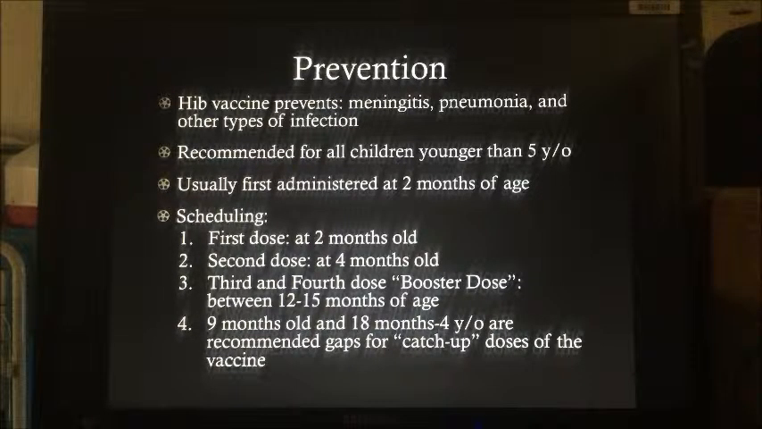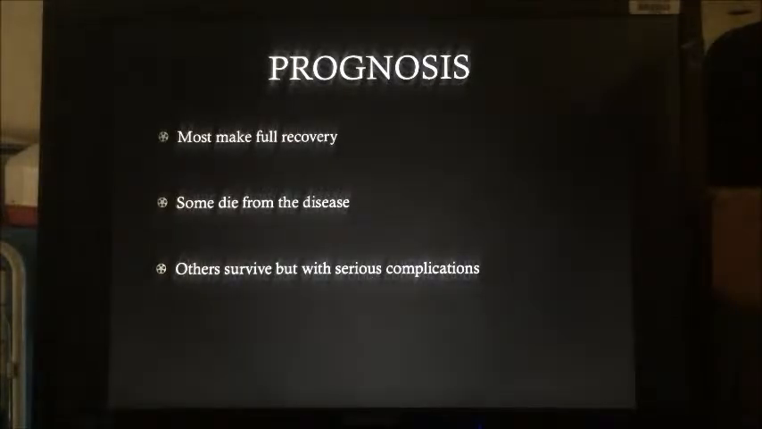The way the scheduling works is the first dose, like I said, is at 2 months old. The second dose is at 4 months old. The third and fourth, also called the booster doses, are between 12 and 15 months of age. 9 months old and 18 months to 4 years old are recommended gaps for the catch-up doses for the vaccine.